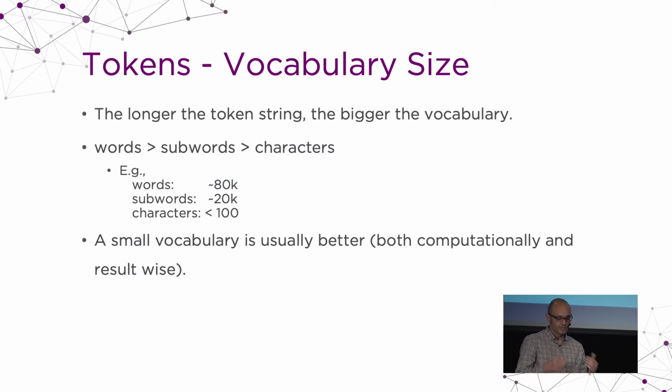The opposite solution is to use characters. In this case, you have a vocabulary size that is very small. You just need letters, digits, and maybe some special symbols. So you end up with probably something smaller than 100 tokens. So these are the two extremes. Subwords, as we said, are in between, because we have tokens that are not as big as a word, but usually bigger than characters.